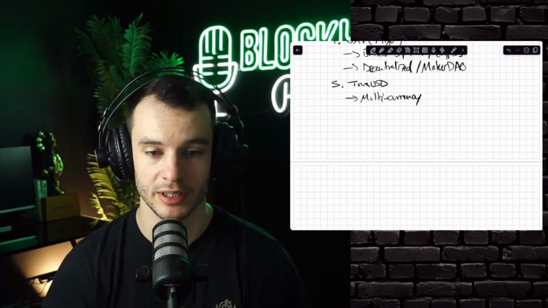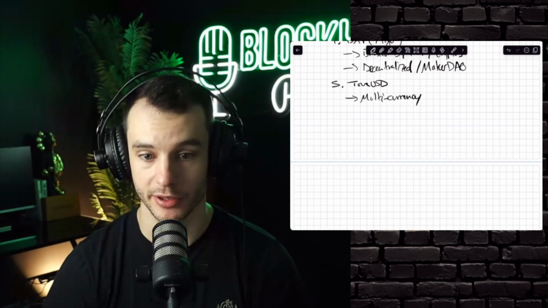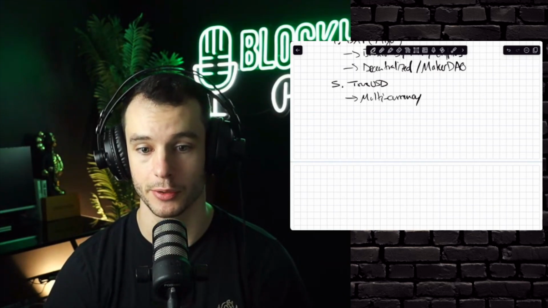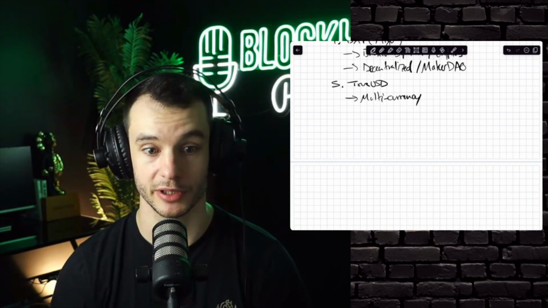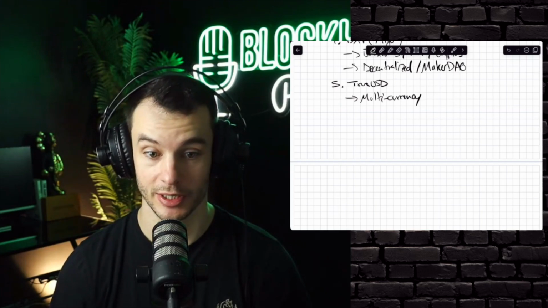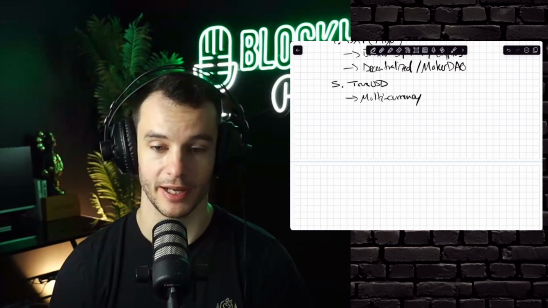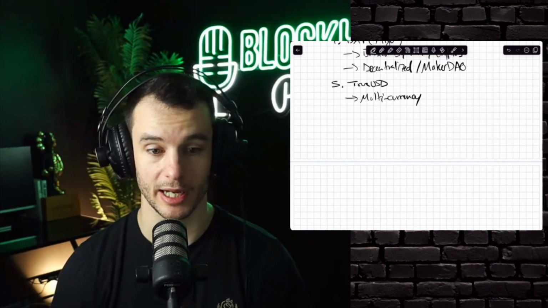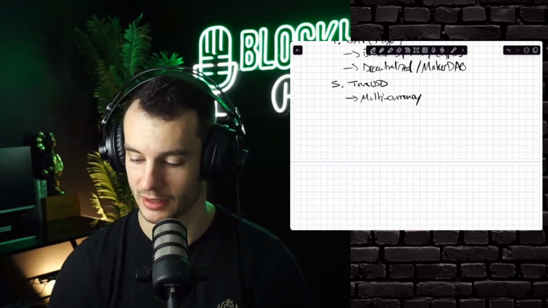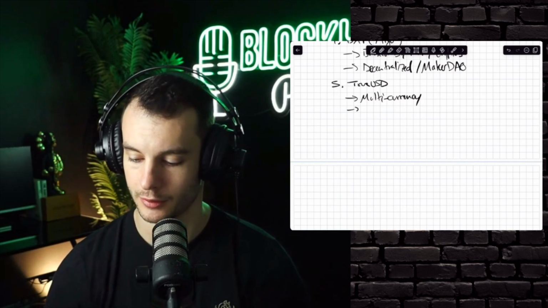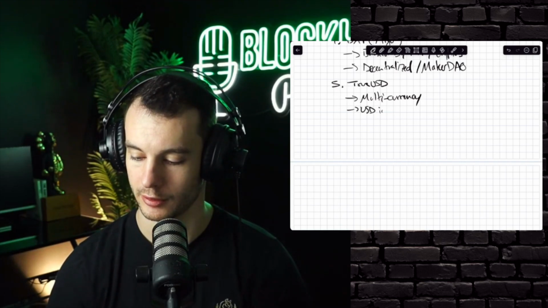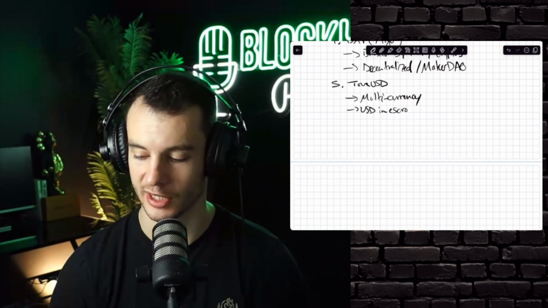The backbone of its stability is a collateralization model again. So for every TUSD token in circulation, there's an equivalent US dollar held in escrow accounts. This approach ensures that the value of TrueUSD remains stable and fully backed by real world assets. USD in escrow. So just cash sitting in an account.